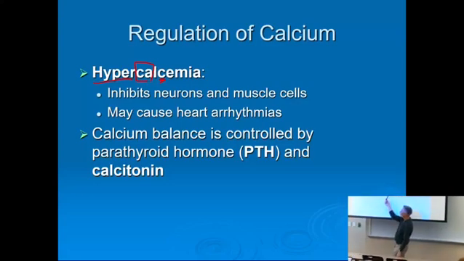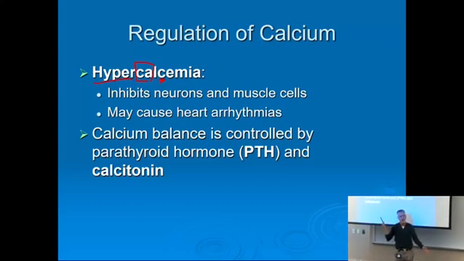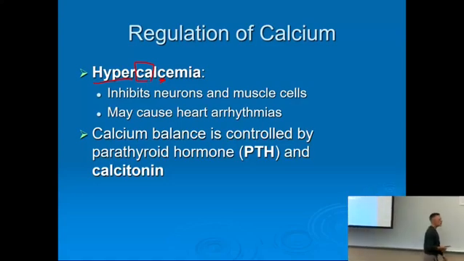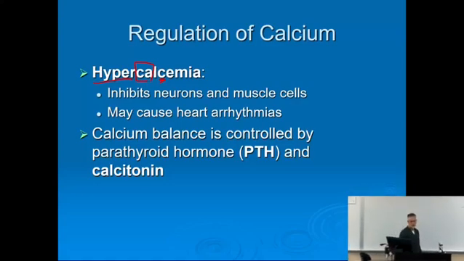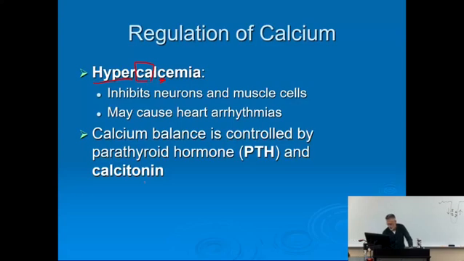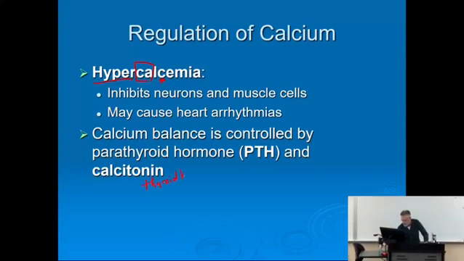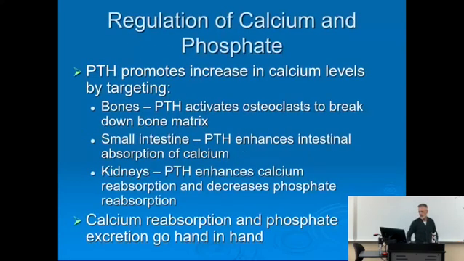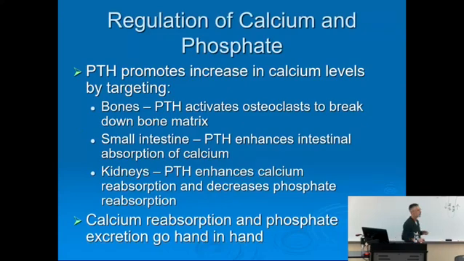They're controlled by another couple of hormones. One's called parathyroid hormone, abbreviated PTH, and it comes from the parathyroid gland. The other one's called calcitonin, and calcitonin actually comes from the thyroid gland instead. So they're very close in terms of where they come from, but these two hormones have opposite effects in terms of calcium.